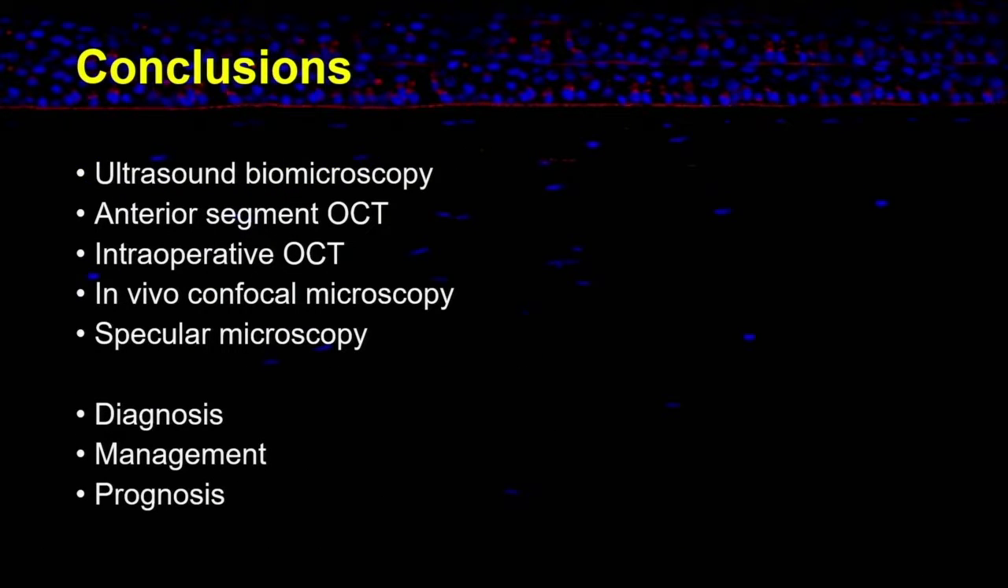So in conclusion, I've talked about 5 different imaging technologies, and they can be useful both in making the diagnosis, but also in directing the management and in assessing the prognosis for these patients.